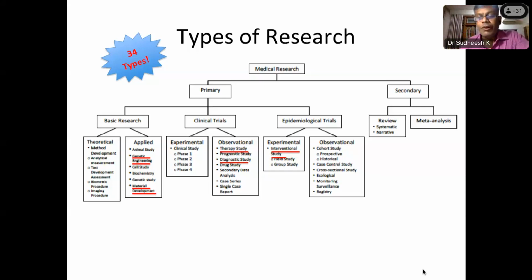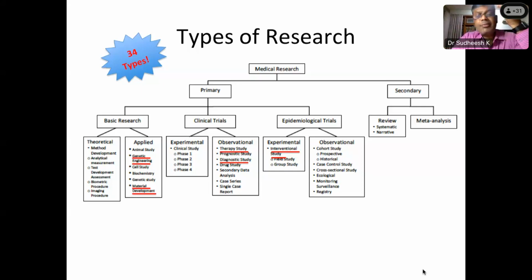Then the other thing we have is secondary medical research, which most of the time is review and analysis: systematic review and meta-analysis. Review, there are two types. One is a systematic review and the other one is the narrative review.